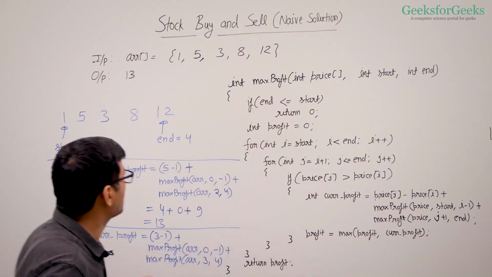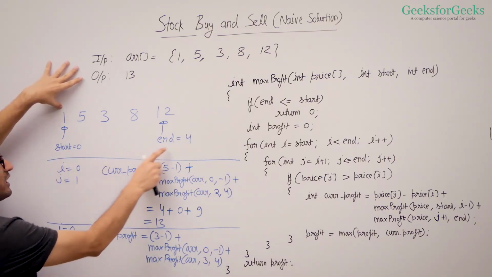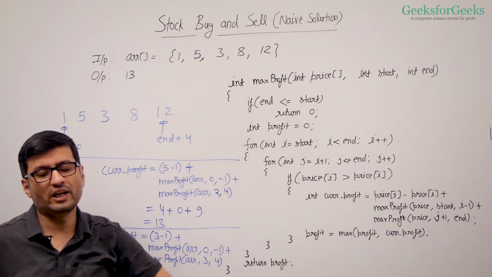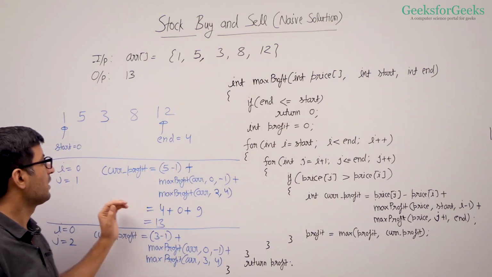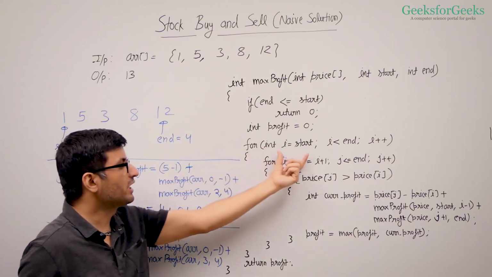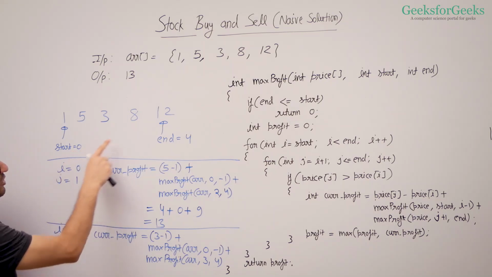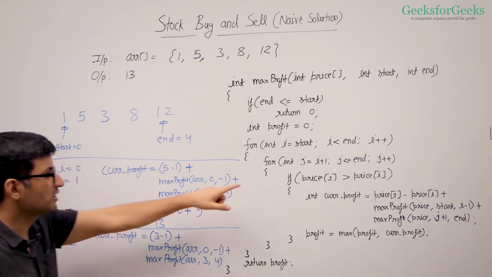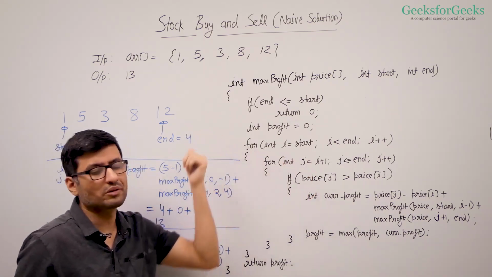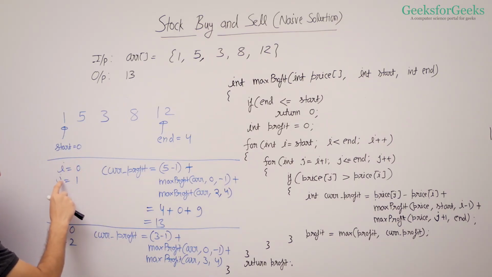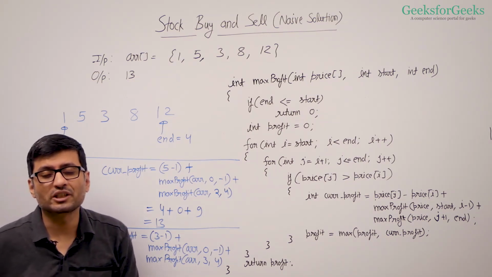Let's see with this example. We have start as 0 and end as 4. So this base condition is not satisfied because end is greater than start. Now we run this loop. We begin with i equal to start and go till end. So our i is going to change from 0 to 3 and our j is going to change from i plus 1 to 4. So this is the first pair of values for i and j. We get this profit for this current pair. And why are we considering this pair?